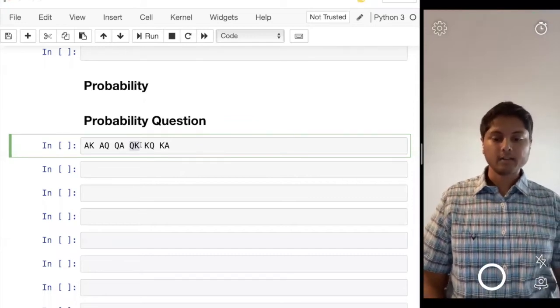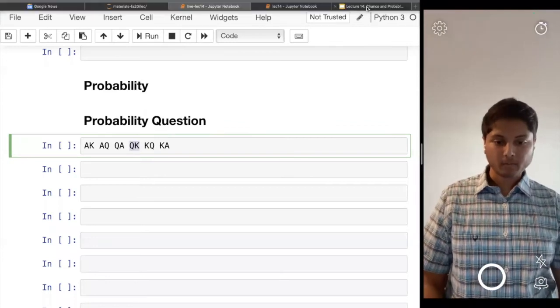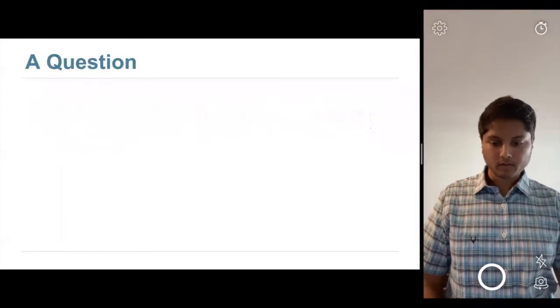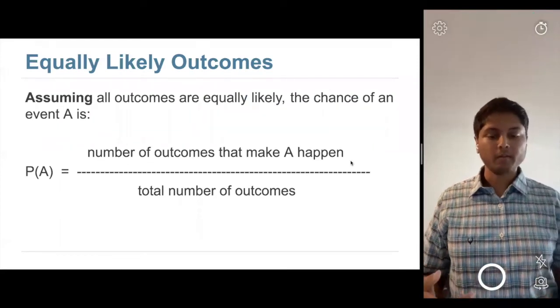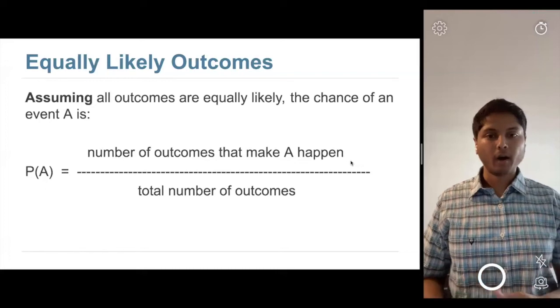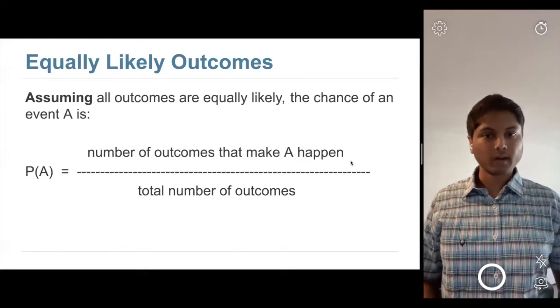So if we go back to the math in the equation on the previous slide, it's just going to be 1 on top. That's the number of outcomes that makes A happen. Then divided by the total number of outcomes, which is 6. So the probability of this happening is 1/6.